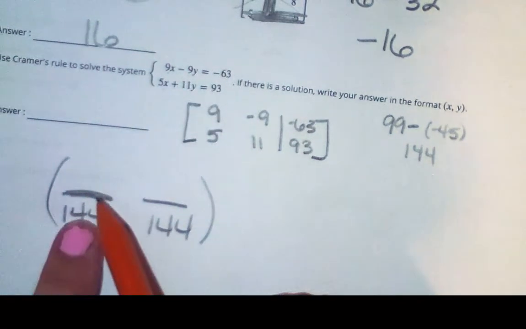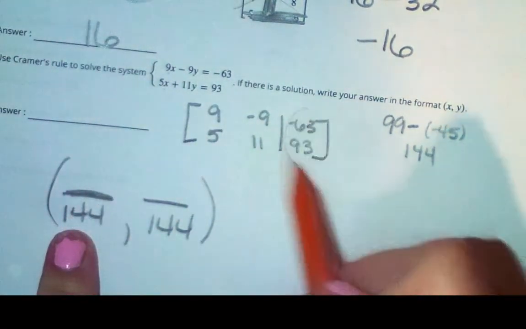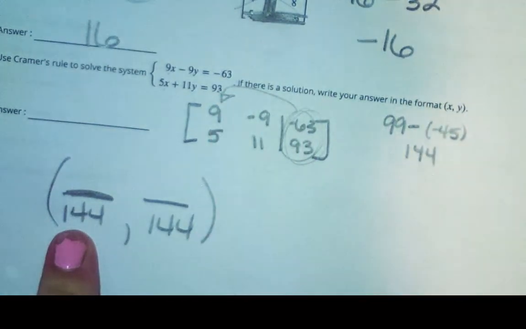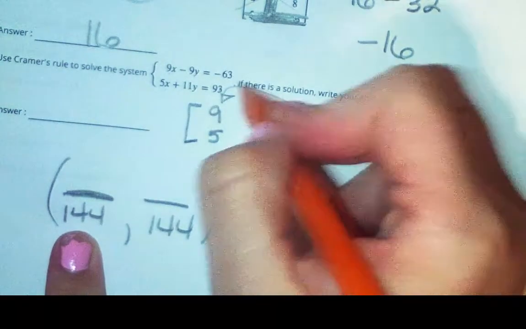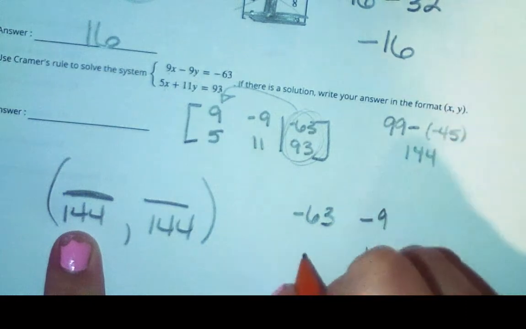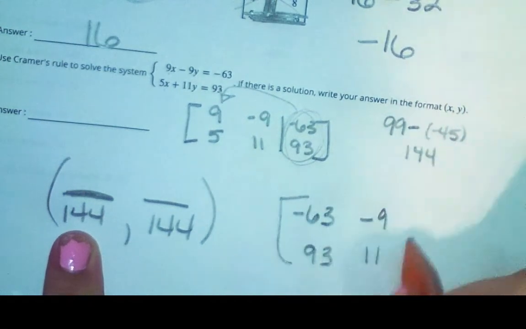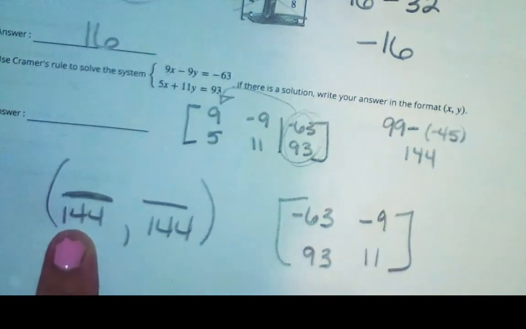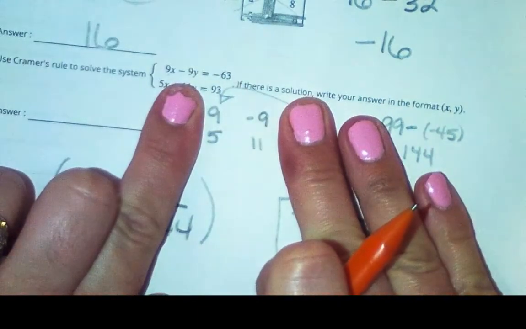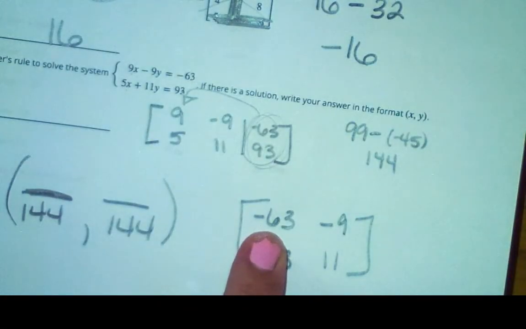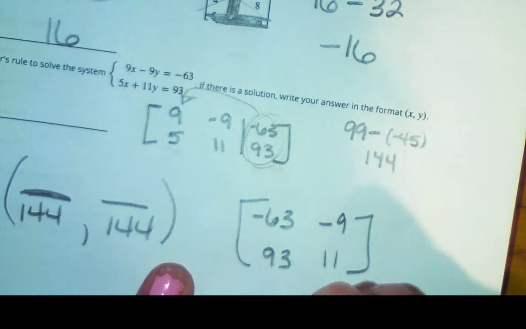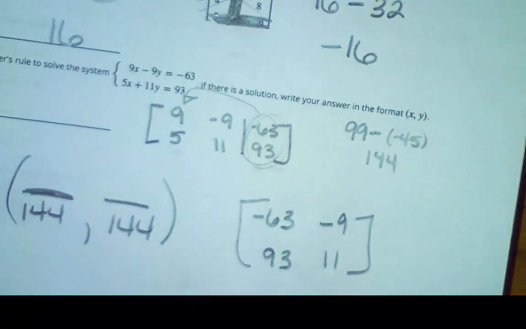Now, if I want to answer x's, I put the answers in for x. Okay, so the y's I'm going to leave alone. So it's a negative 9 and 11, and I'm going to put the answers in for x. So negative 63 and 93. And then I'm going to find the determinant. That'll be my numerator. Okay, so all I did was take this matrix, and if I'm going to answer the x's, put the answers in for x's. And now find the determinant. So negative 63 times 11 is going to give me a negative 693, minus 93 times negative 9 is a negative 837.